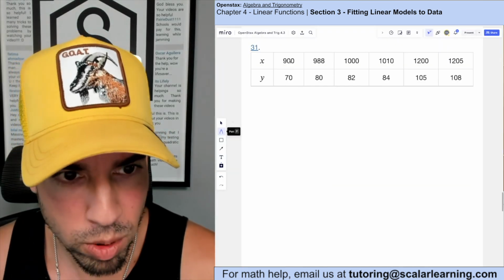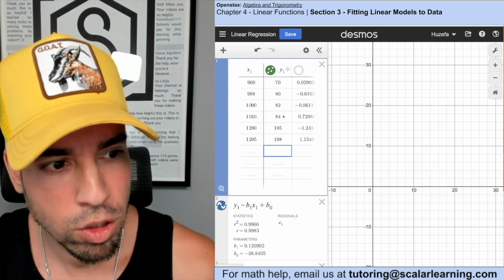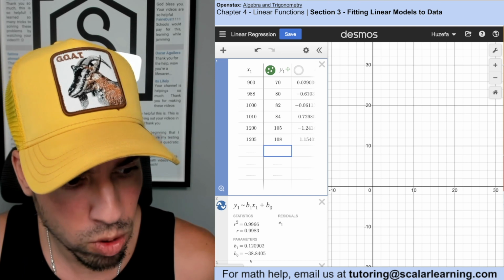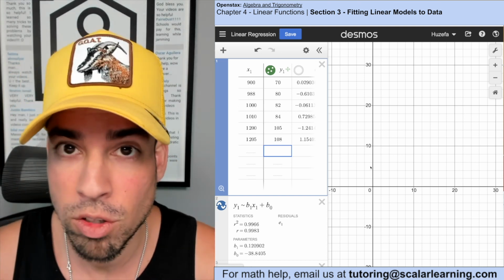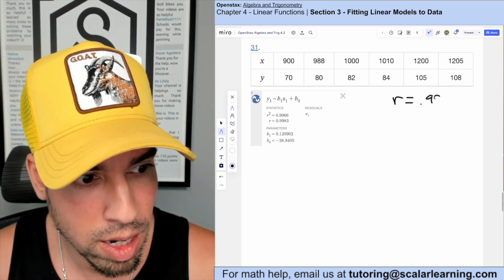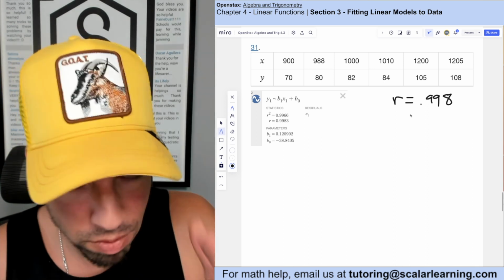For this question, once again, we're going to plug this into Desmos to create our linear regression model. So let's do that now. For this one, we plugged in the values into Desmos and we get our R value, B1, B0. So we're going to take that and write out the linear equation. So we got R equaling positive 0.998, a nice positive correlation coefficient, nice positive slope.